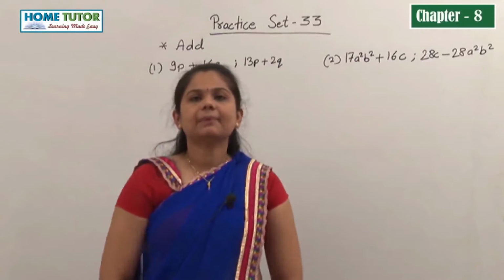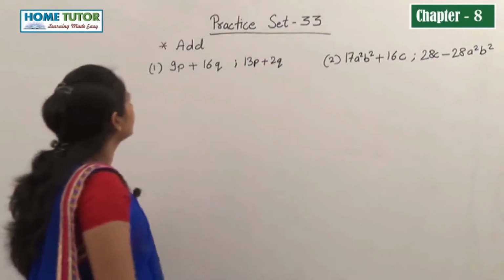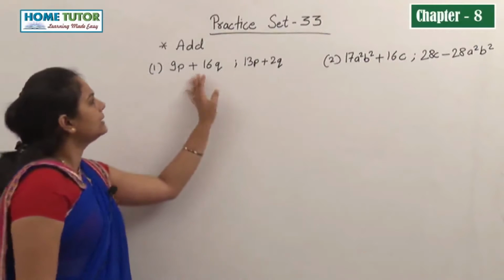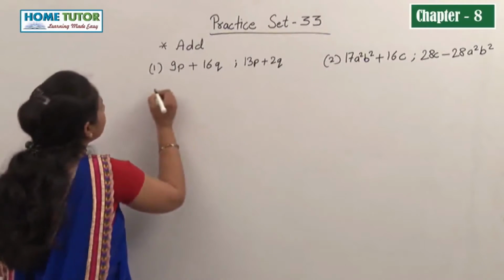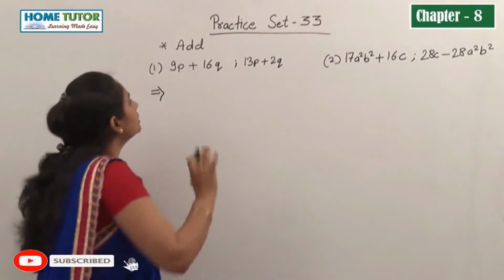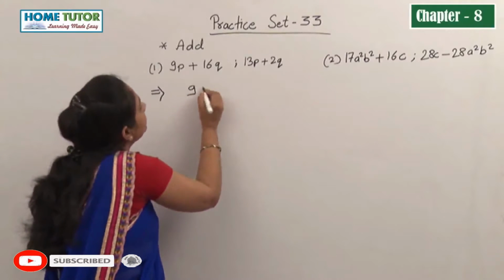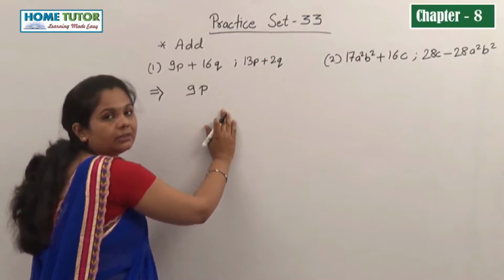Let's start with our next practice set, that is practice set number 33. In that the question is to add. Algebraic expressions are given to us and we have to add them. For addition and subtraction of algebraic expressions we have to add like terms only. We will add in vertical form.